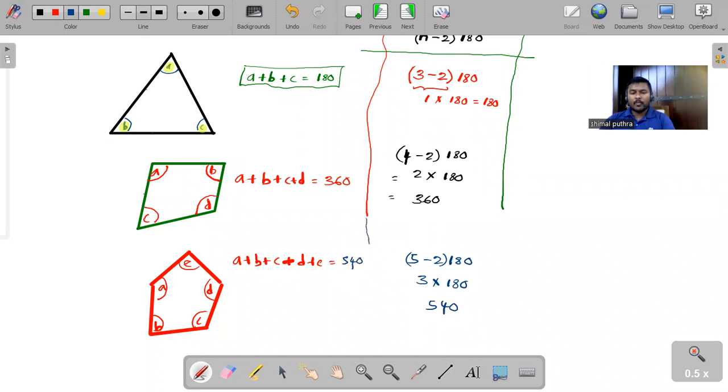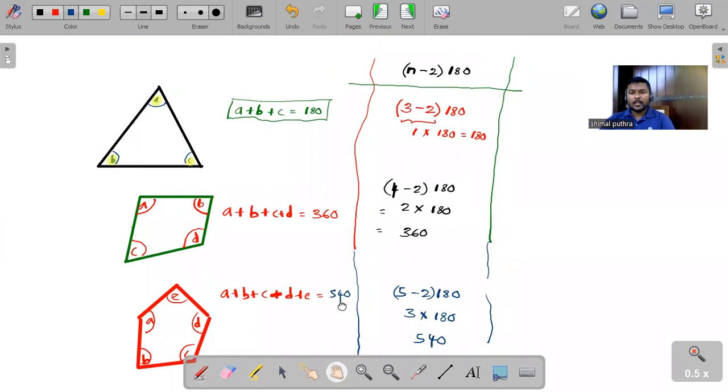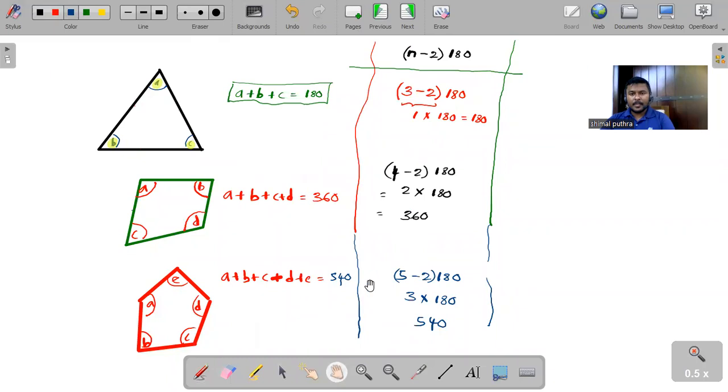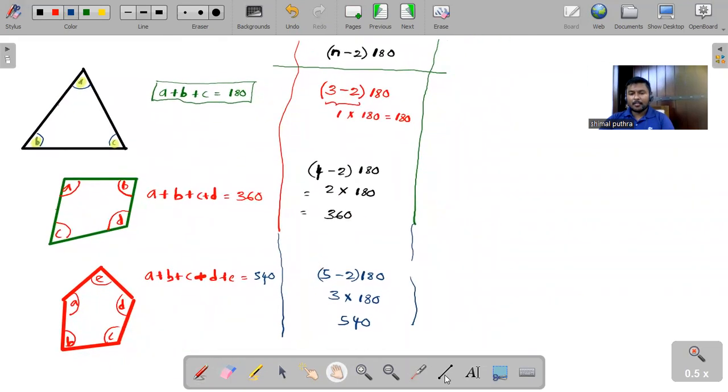That means if we know the number of sides in a polygon, we can find the total sum of the internal angles of the polygon. This is the equation to find the internal angles of a polygon: n minus 2 into 180. But keep in mind that it is only for internal angles. If you wish to find external angles, in every polygon the sum of the external angles is 360. Keep in mind, I'm just summarizing this.